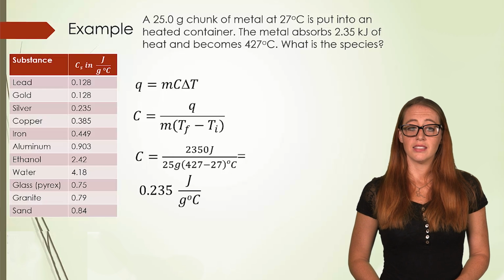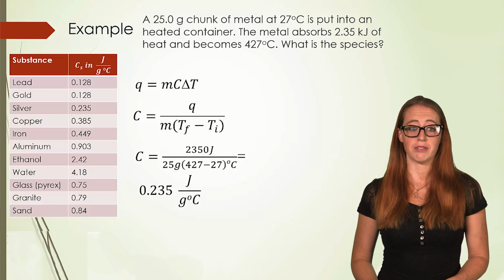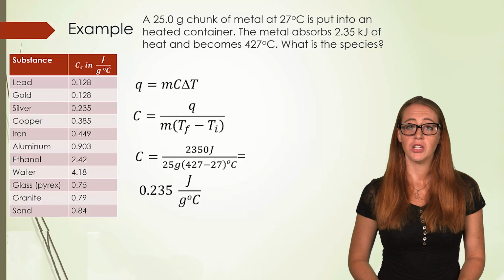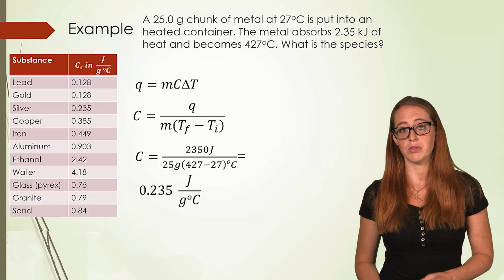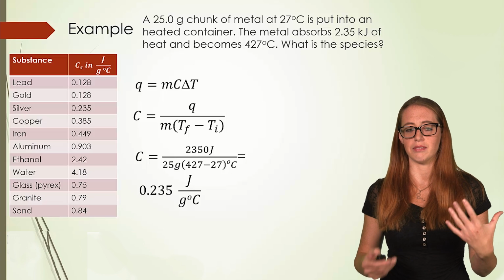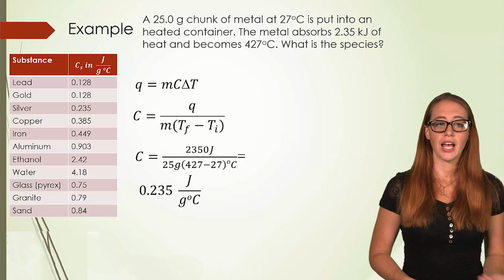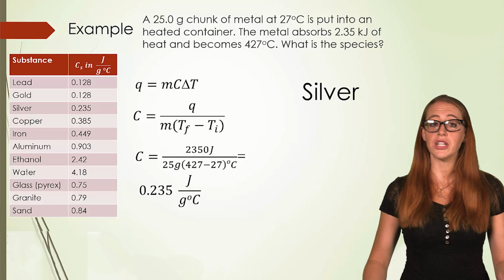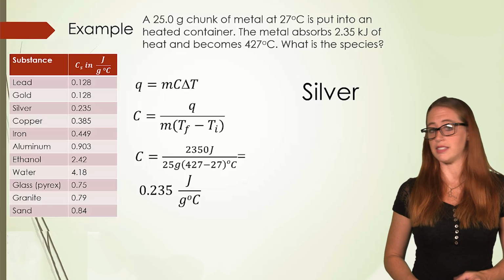When we get all done, we get our value. It's 0.235. So we walk over to the table. We look through the table. We find a value that's 0.235 or very close, because maybe it's not perfect, but it's close. And we see that, yes, there is one. And that's silver. And so we know our species is very likely silver.